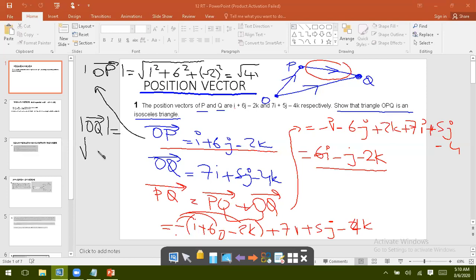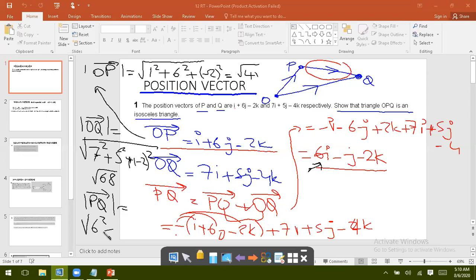And then what is the magnitude of PQ? That will be equal to the square root of 6 squared plus negative 1 squared plus negative 2 squared. So altogether it makes 36, 37, plus 4, 41, root 41. So we have root 41 here and root 41 here. If you write them on the triangle, the magnitude of OP is root 41, the magnitude of OQ we find is root 90, and the magnitude of PQ is also root 41. That makes this triangle an isosceles triangle.